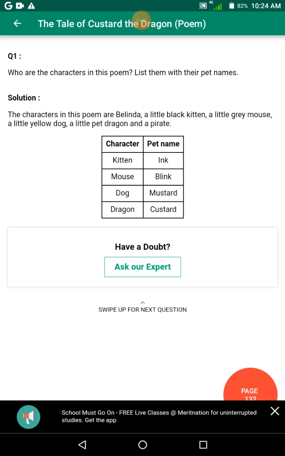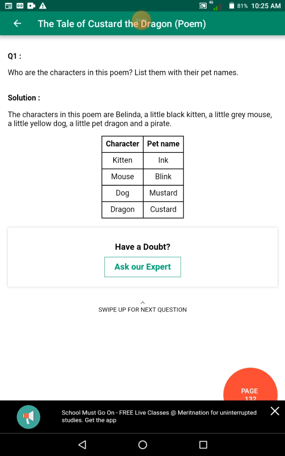Today, we are going to do some of the question and answers of the poem The Tale of Custard the Dragon, from the book Her First Flight. In this poem, the author has given a lot of pet names to the animals. We have to find out whether our assumptions are clear.